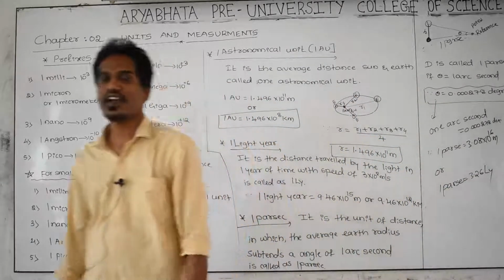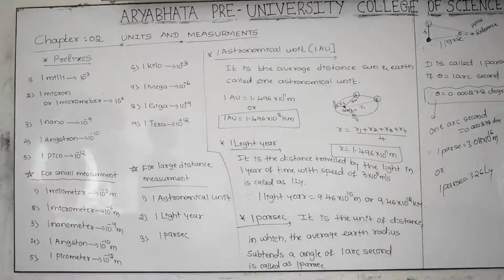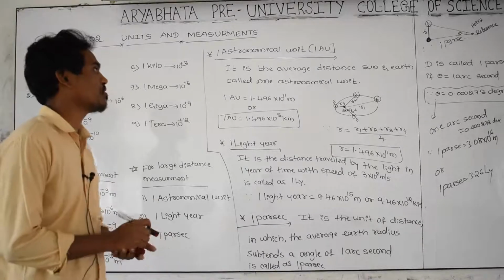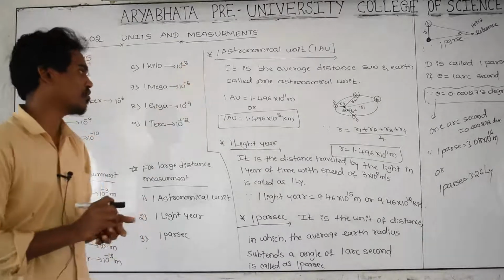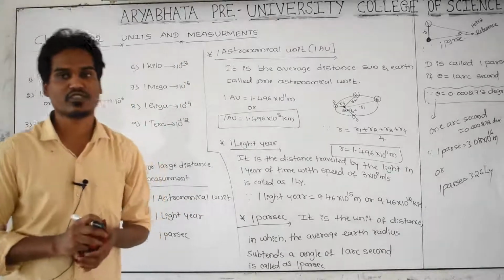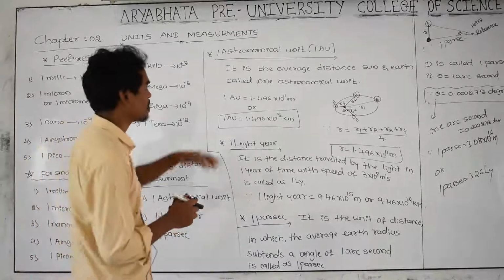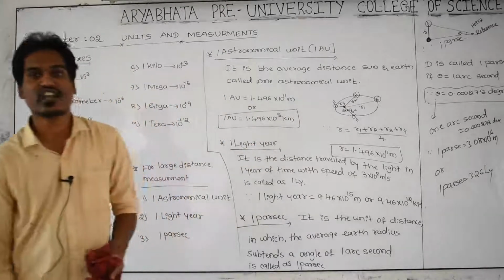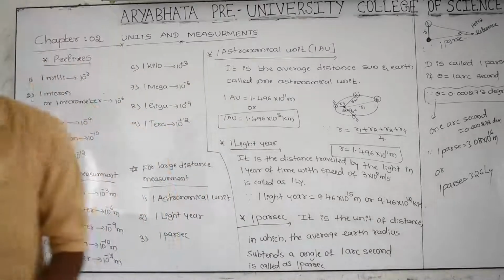And this is all regarding the units, prefixes, smallest measurement units, largest measurement units, and what we mean by astronomical unit, light year and parsec. Everything we have studied. Please remember for examination the astronomical unit, light year and parsec definitions and their values; that is very important. Okay, thank you.